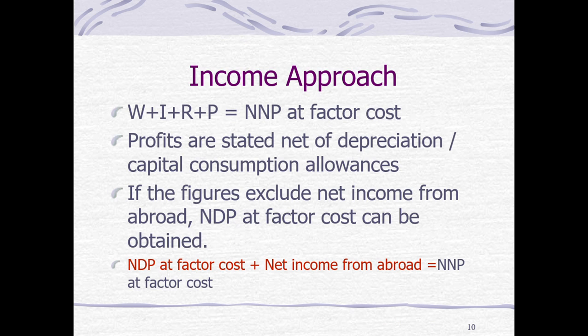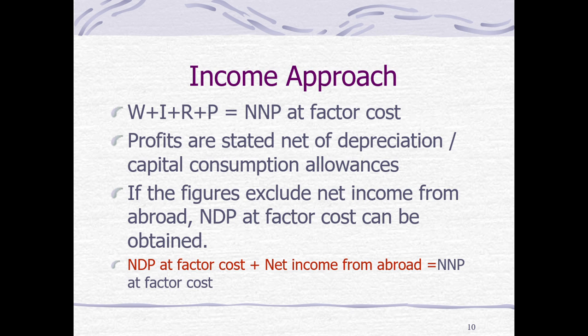Alright, so let's look into the income approach. In the income approach, we look at the income or the factors of production received: wage, interest, rent, and also profit. So this is the net national product at factor cost, as we mentioned. Profits are normally stated net of depreciation. Net of depreciation means that after depreciation or capital consumption allowances are subtracted from the income. That is when you can state your profit.